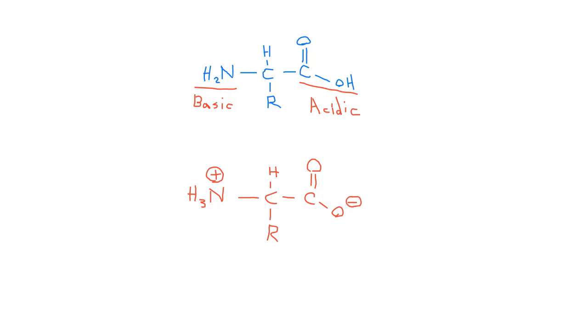Now this particular form of the amino acid has a special name. It's called the Zwitter ion, the Zwitter ion form. And I have no idea why it's called the Zwitter ion form, what the word Zwitter means, but that's what it's called. This is the Zwitter ion form. This is a much more common form of amino acids.